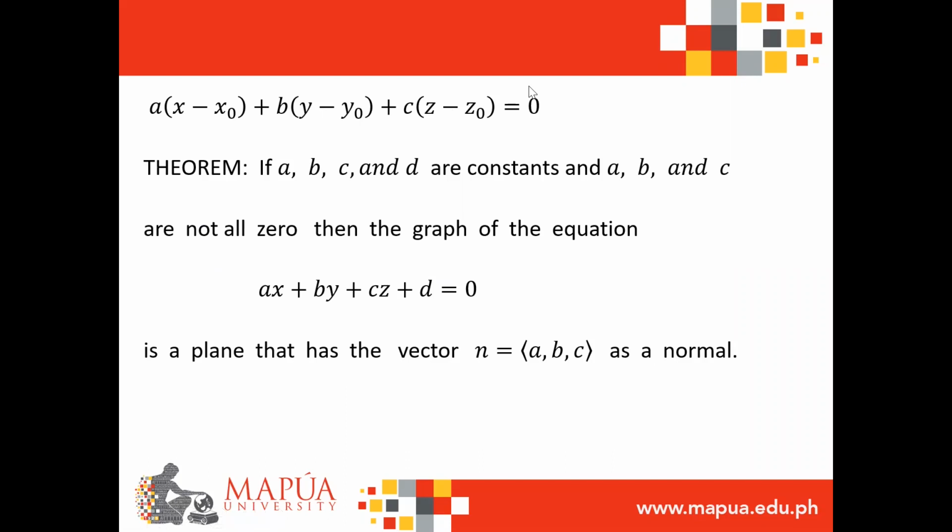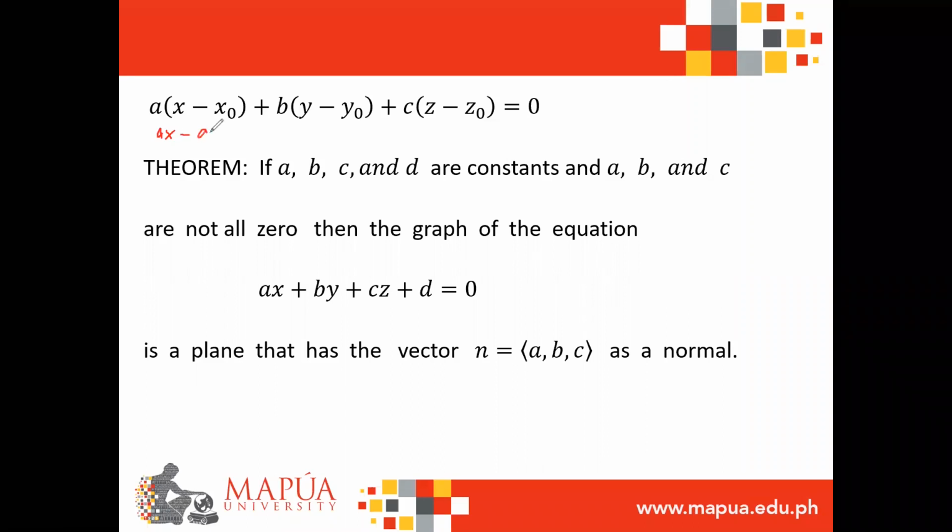So we can perform here expanding this equation as we have here: a times x minus a times x sub 0, that's multiplying a and x minus x sub 0, plus b times y minus y sub 0 is by minus by sub 0, then plus cz minus c times z sub 0 equals 0. So we can now combine ax plus by plus cz, and then the constants here, negative ax sub 0, negative by sub 0, and negative cz sub 0 will represent our constant d.